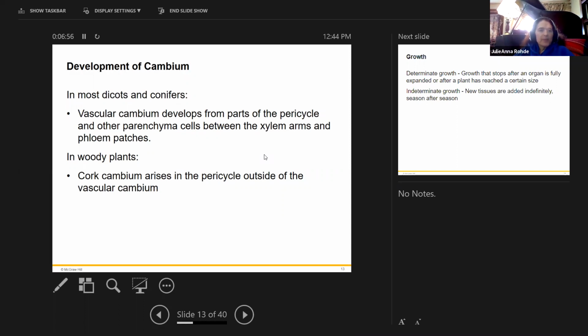Development of cambium. In most dicots and conifers, your vascular cambium develops from parts of the pericycle and other parenchyma cells between the xylem arms and phloem patches. In woody plants, not conifers, okay, let's talk about this a little bit.